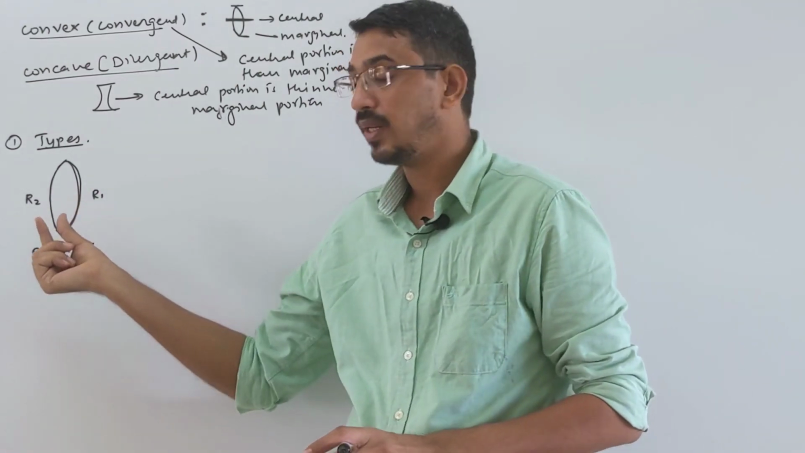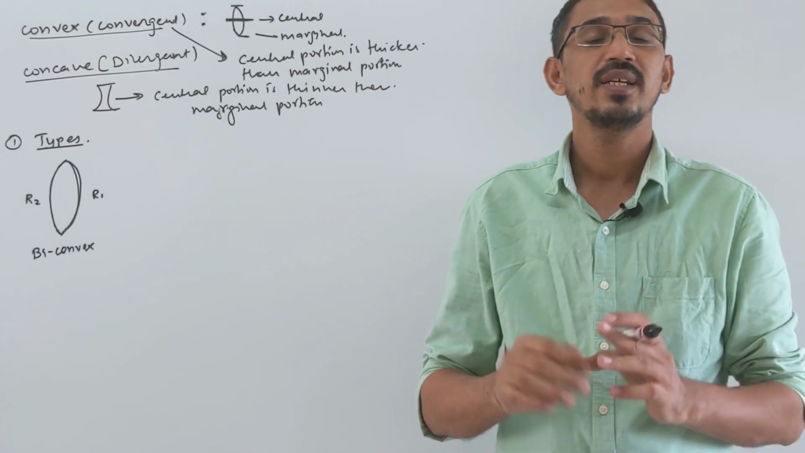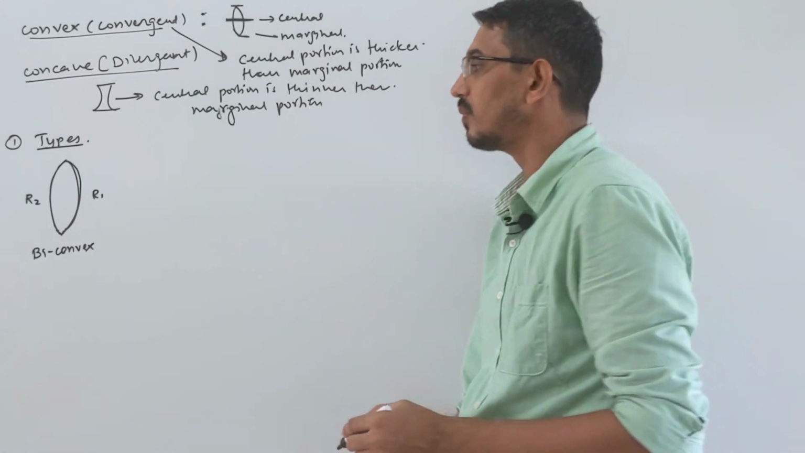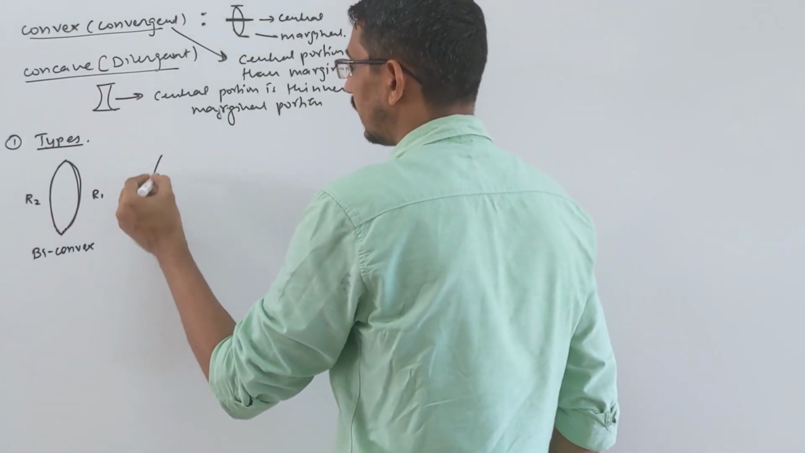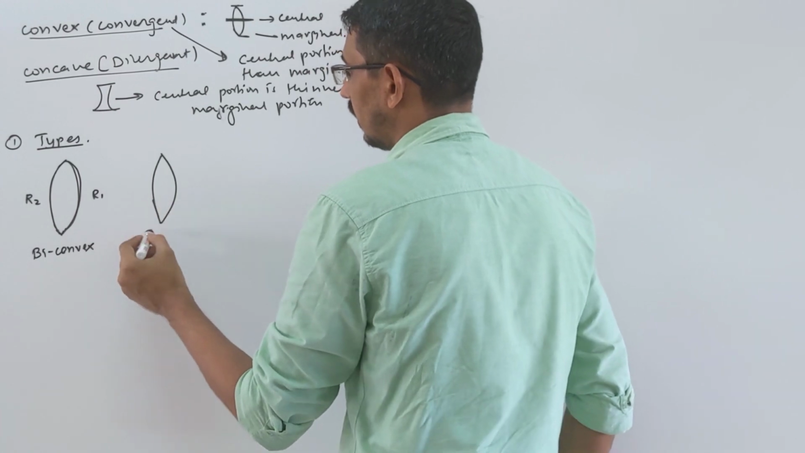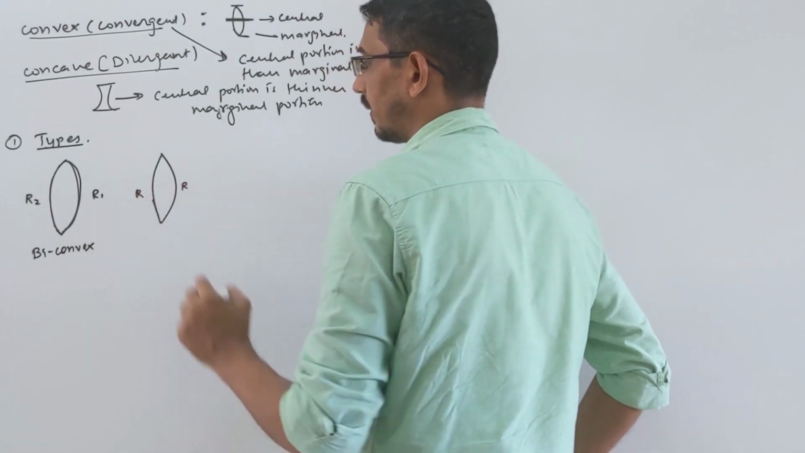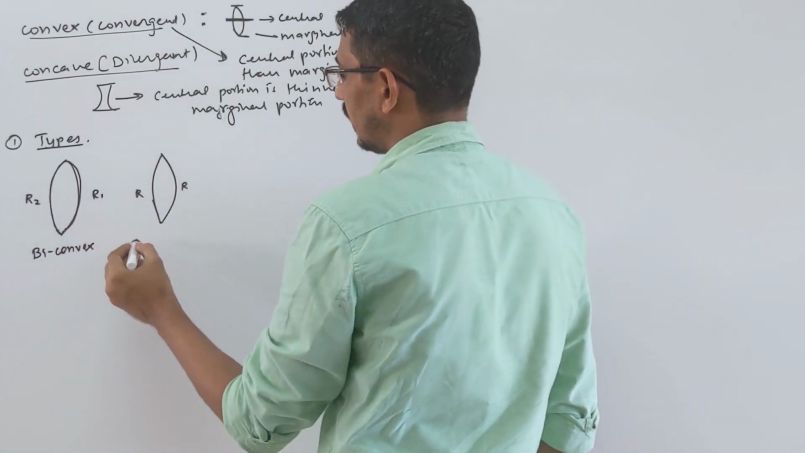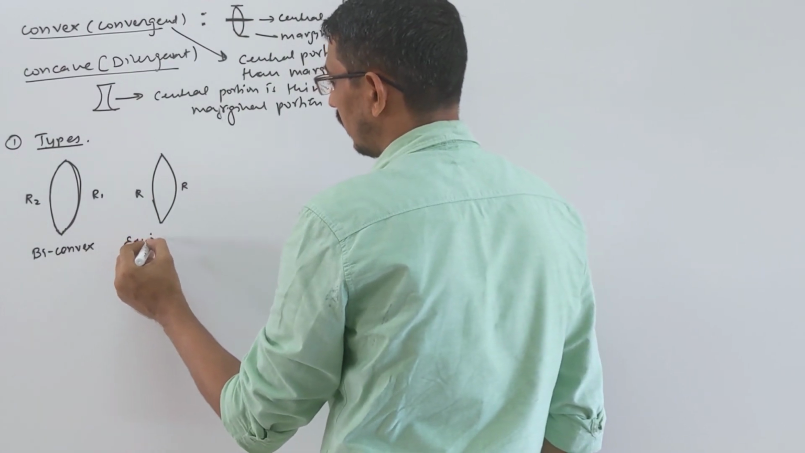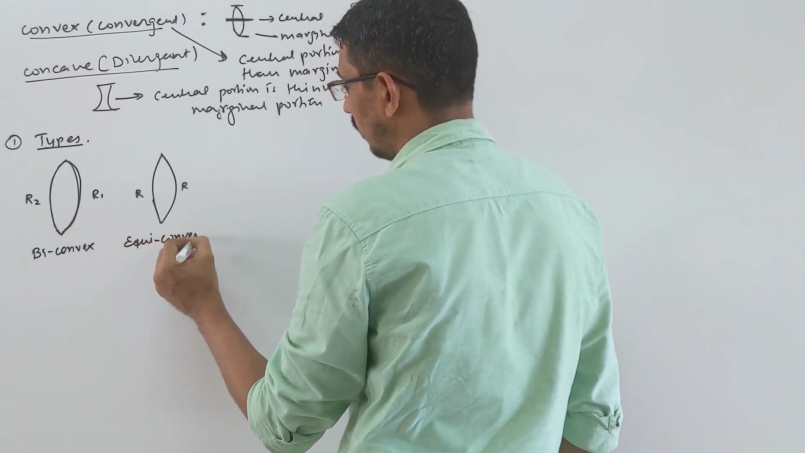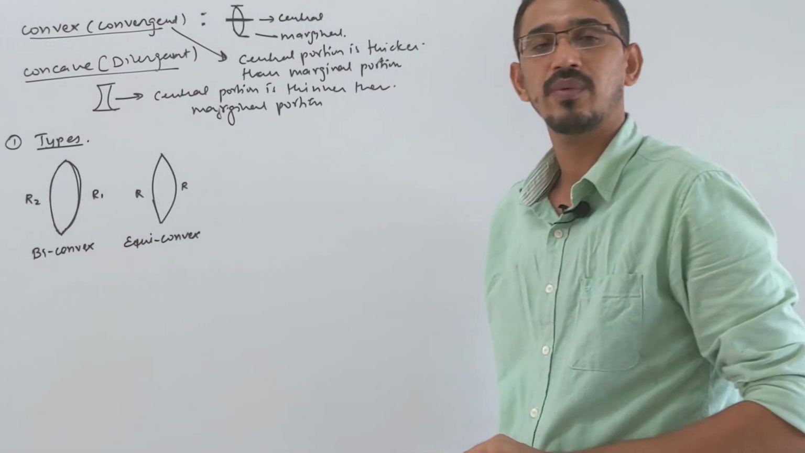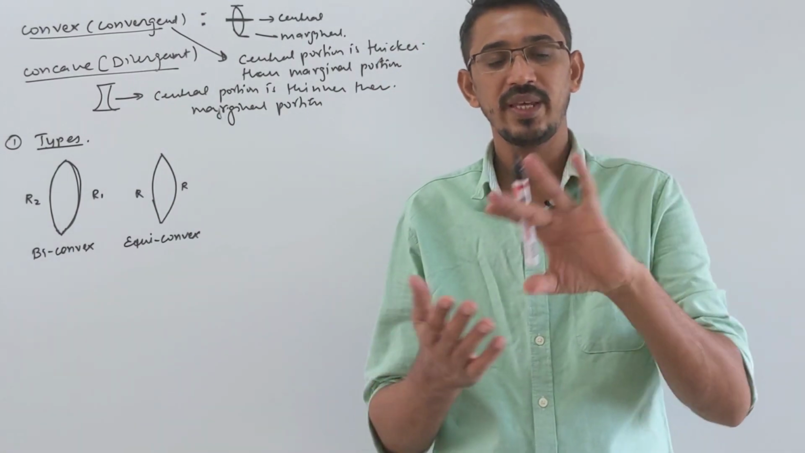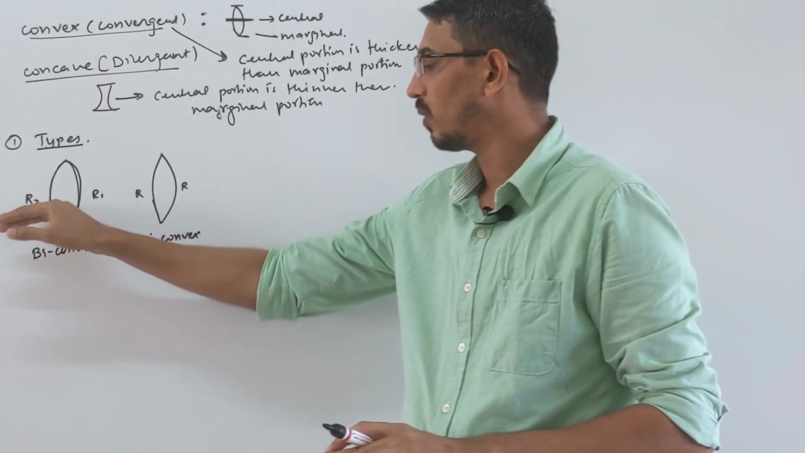Suppose the same lens is curved from both sides and the radii of curvature are equal. Suppose I draw the same lens that way, and I say this is R, that's also R. Here R1, R2. Then this is called equiconvex. Both radii of curvature are equal, so it looks the same from both sides.